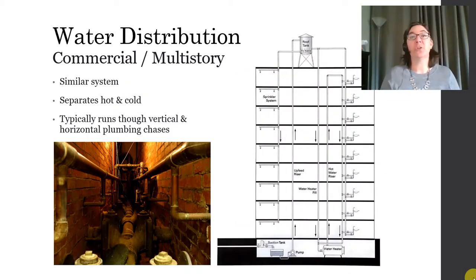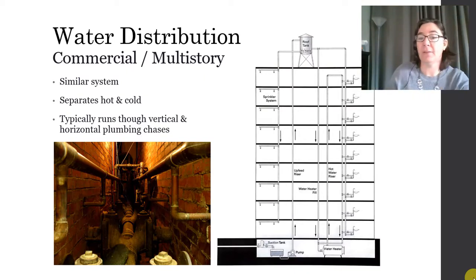Now, your larger commercial or multi-story buildings are going to be fairly similar, at least conceptually, in the distribution patterns, except of course it's going to be more complicated. Your hot and cold water may not be coming from the same direction. Therefore, in these larger buildings, we typically run the major distribution lines through vertical plumbing chases and also sometimes horizontal plumbing chases.